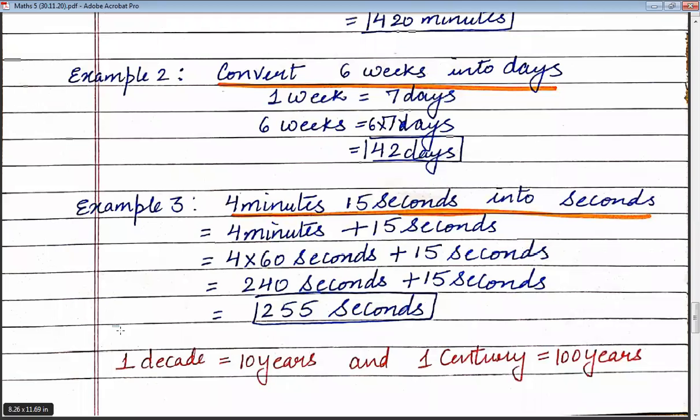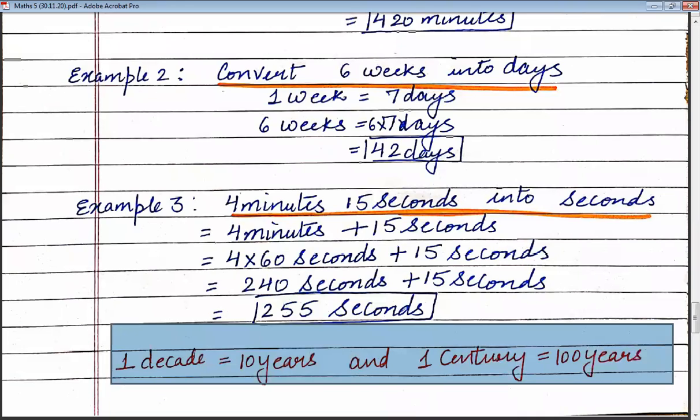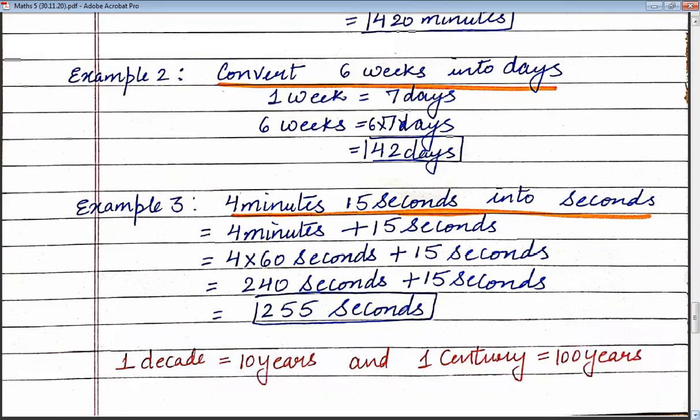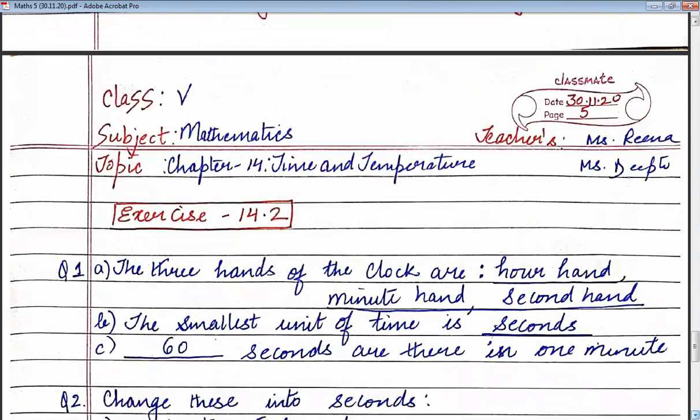Now, children, we are having two more relations. That is, 1 decade is equal to 10 years and 1 century is equal to 100 years. Now, if we have crossed 10 years, that becomes 1 decade. And if we have crossed 100 years, it becomes 1 century. So remember these two relations also. I repeat, 1 decade, 10 years, 1 century, 100 years.